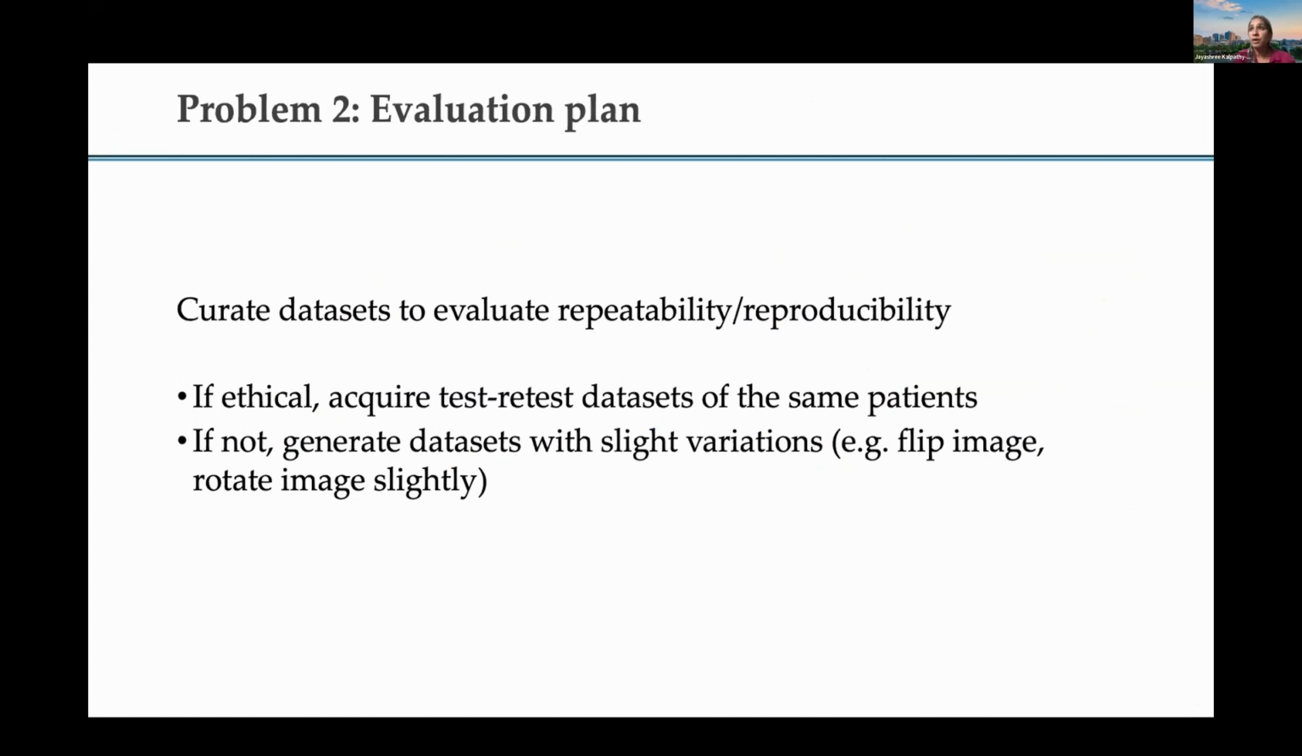We strongly recommend that when we are thinking about deploying these algorithms, we have a data set where you can truly look at repeatability and reproducibility. If it is ethical, acquiring test data sets is great. Often, if you have ionizing radiation or other reasons, you might not be able to do that. But even if you cannot, a lot of this happens as part of the training, with all of these augmentations, so really exploring how to mitigate against that would be helpful.